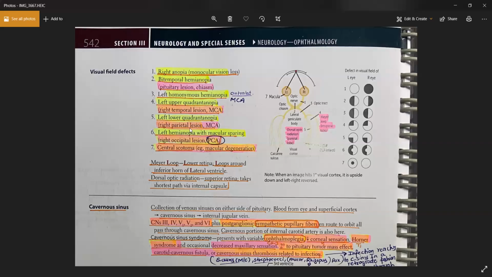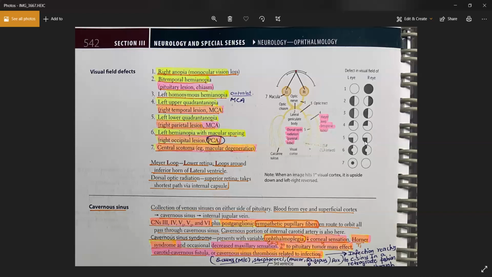Similarly, the parietal lobe will carry the information from the upper part of the retina. That means all the objects which are present below my eye, their image will fall on the upper retina, and then they will travel via the dorsal optic radiation. When this part is damaged, you will have a homonymous lower quadrantanopia.